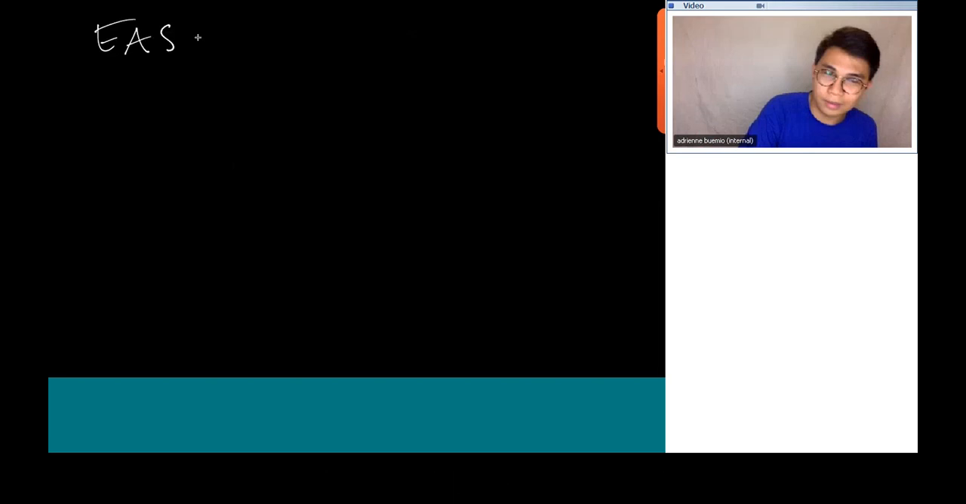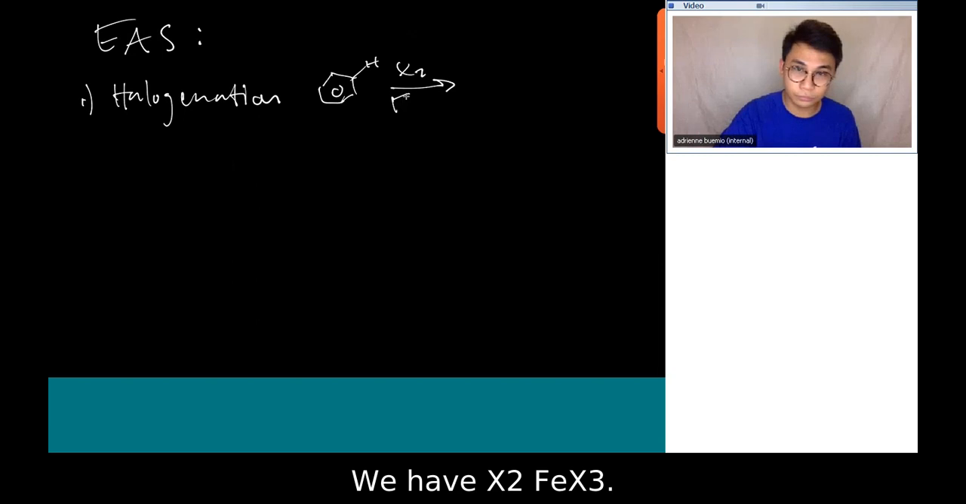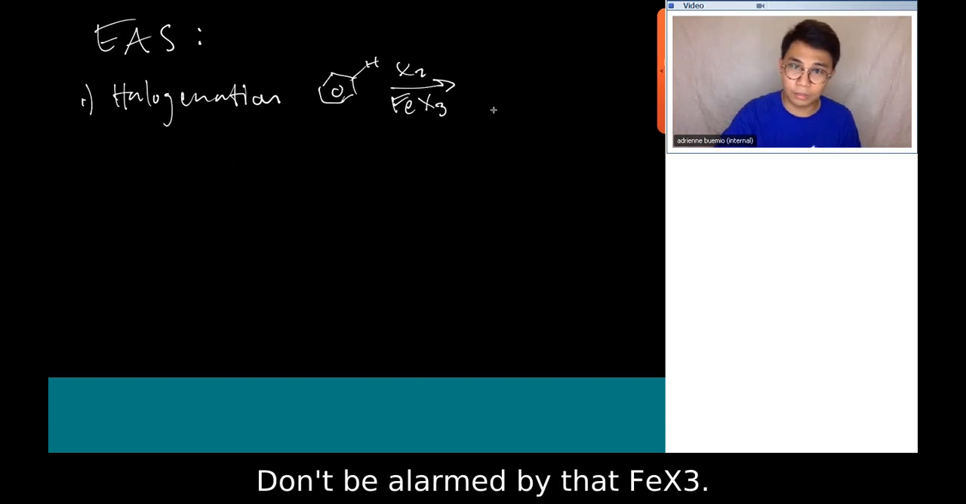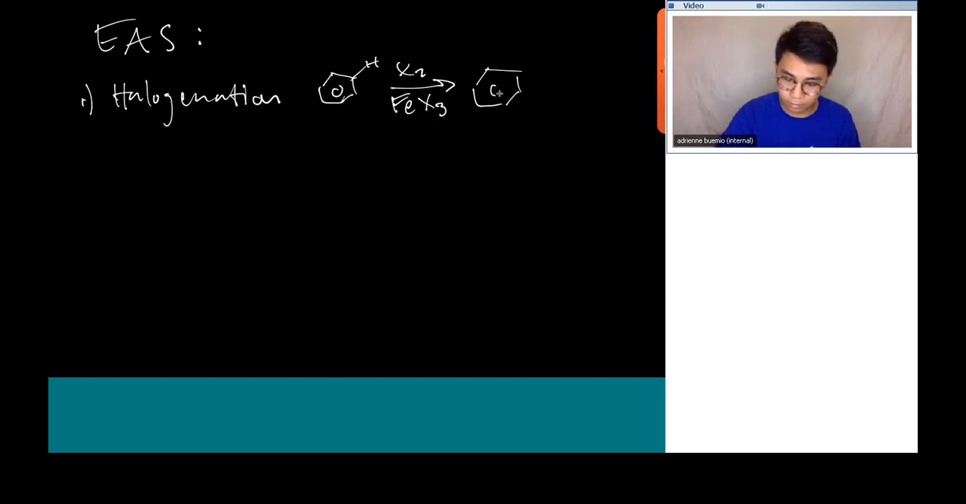Now let's go to the specifics, and I'm just going to abbreviate electrophilic aromatic substitution as EAS. First off, we have halogenation. As always, we have halogenation, right? Here, I'll draw the H. We have X2, FeX3. Don't be alarmed by the FeX3. It's just going to add the halogen.